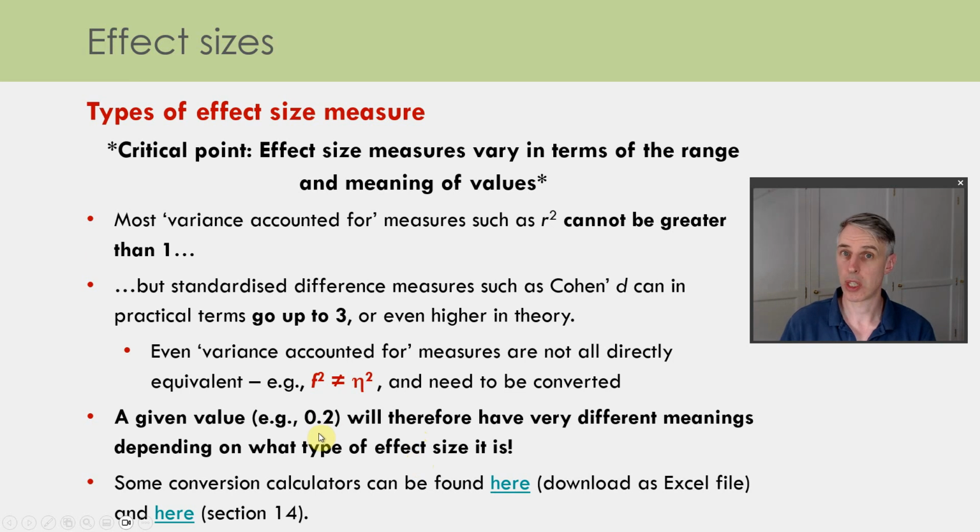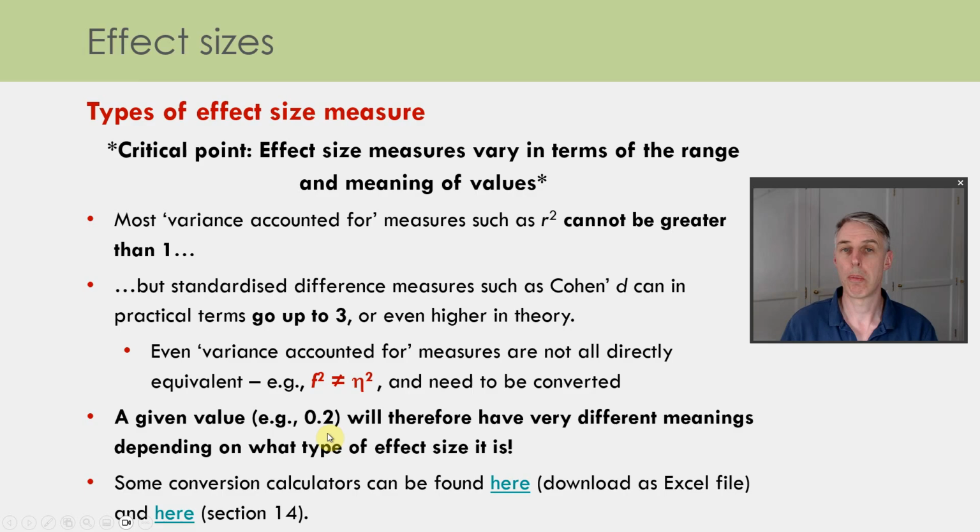So for example, as we will see in a little bit, an effect size of 0.2. Well, what effect size are we talking about here? If that was a Cohen's d, that is just in the upper end of a small effect in Cohen's terms. But if we're talking about an eta squared, that's actually a very large effect.